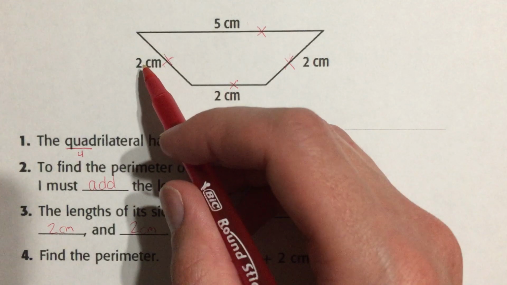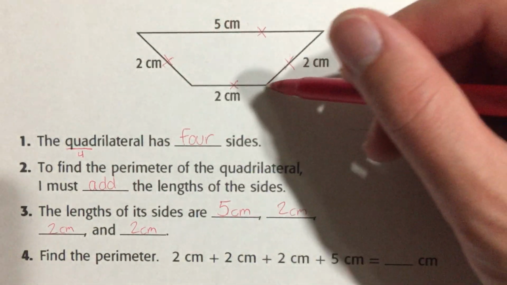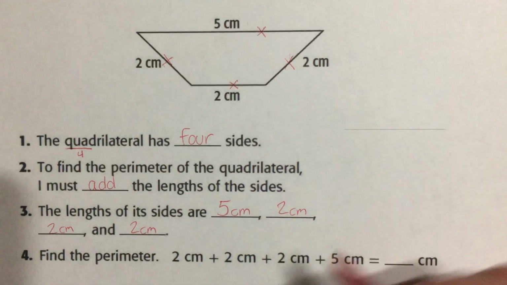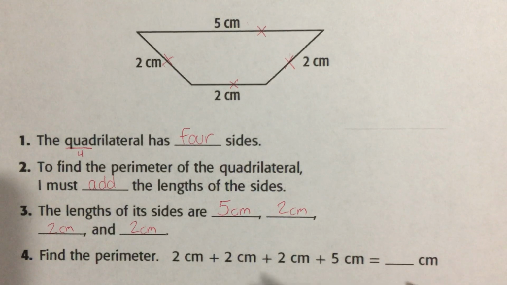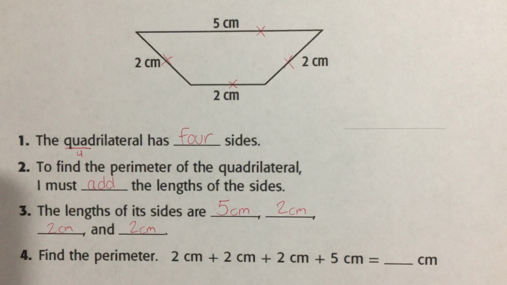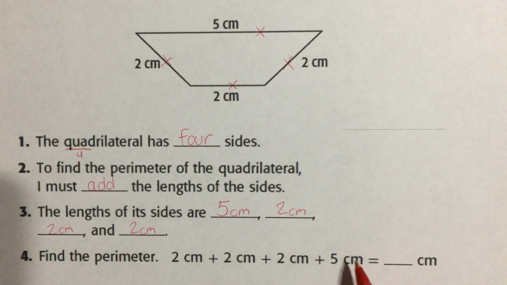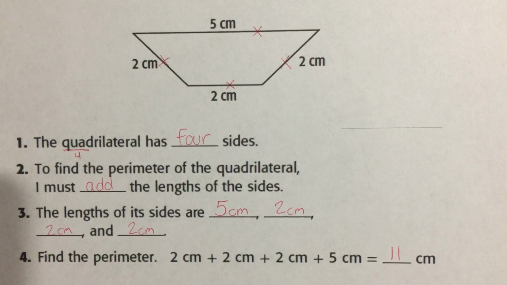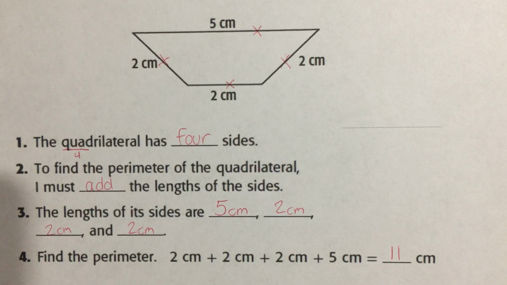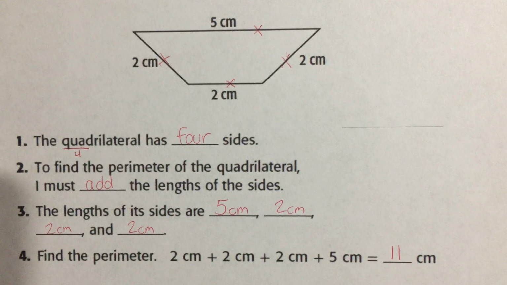So ignore the numbers for now. Just look at this as if it were a fence. Okay, that's the space around the outside of your yard. That's what I want you to think about the perimeter as. It's the space around the outside. Okay, the distance around the outside. So if we add all these together, 2 plus 2 is 4, plus 2 is 6, plus 5 is 11 centimeters around that quadrilateral. Okay. Easy enough, right? It's not so bad.